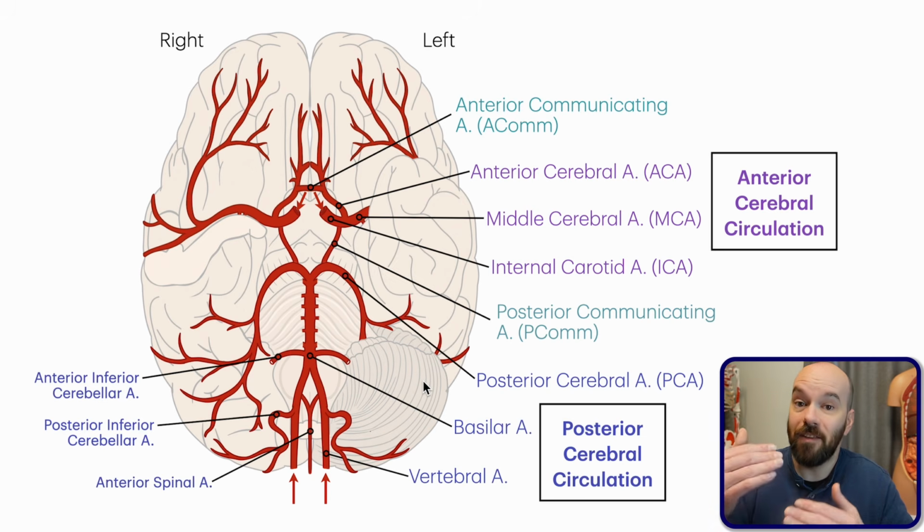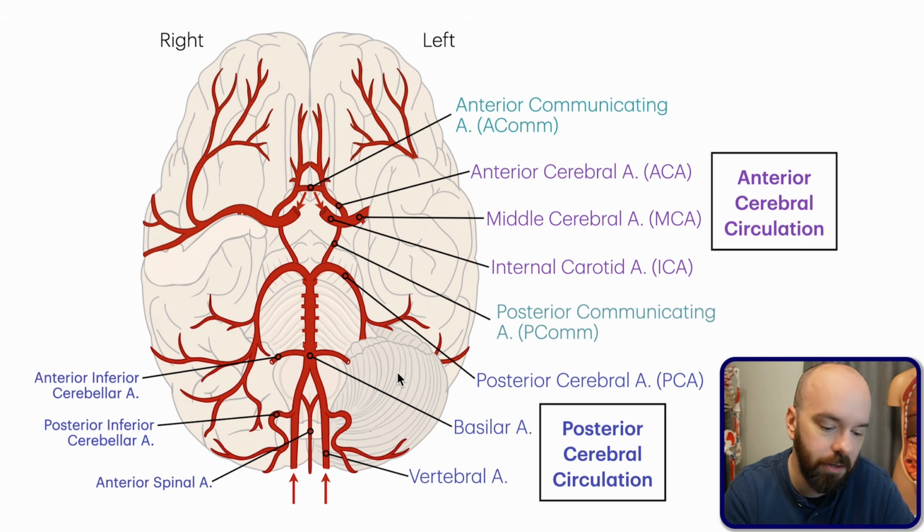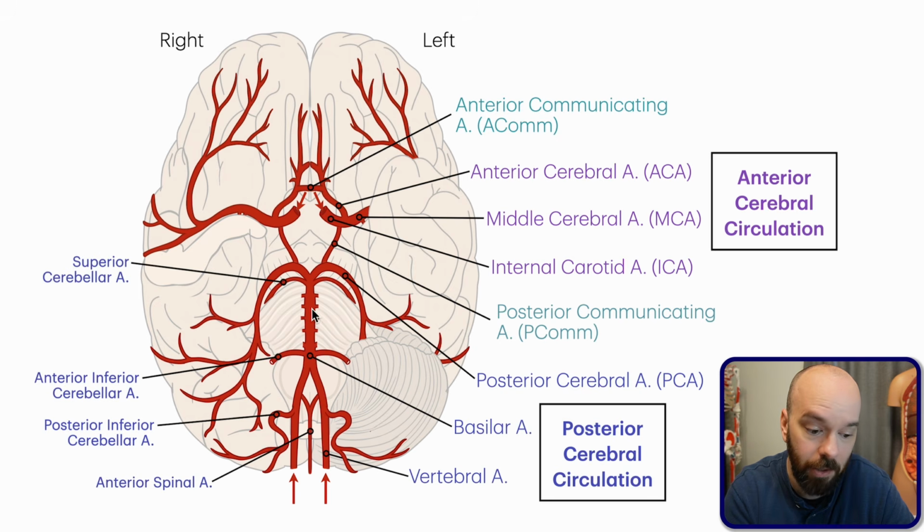Of course, if we have inferior cerebellar arteries, we have to have a superior cerebellar artery, and that's going to branch off of the basilar artery way at the top, the distal side of this, right before it gets to the posterior cerebral artery. So this is going to be the superior cerebellar artery. In my diagram, it disappears a little bit behind the pons, but it's going to come up here and supply this superior part of the cerebellum with blood.